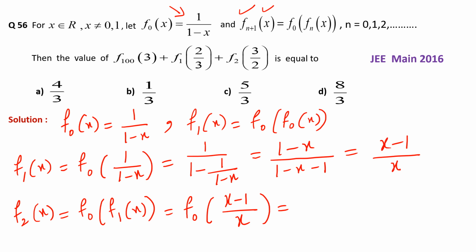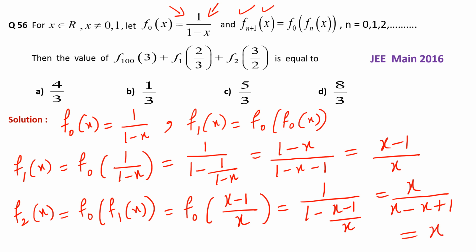Now students, to get the value of f0 of x minus 1 divided by x, just replace x by x minus 1 divided upon x in the definition of the function f0 of x. So it becomes 1 upon 1 minus x minus 1 whole divided upon x. So further it becomes x upon x minus x plus 1, and finally this is just x. So now we have proved that f2 of x is equal to x. Now students, we move further.